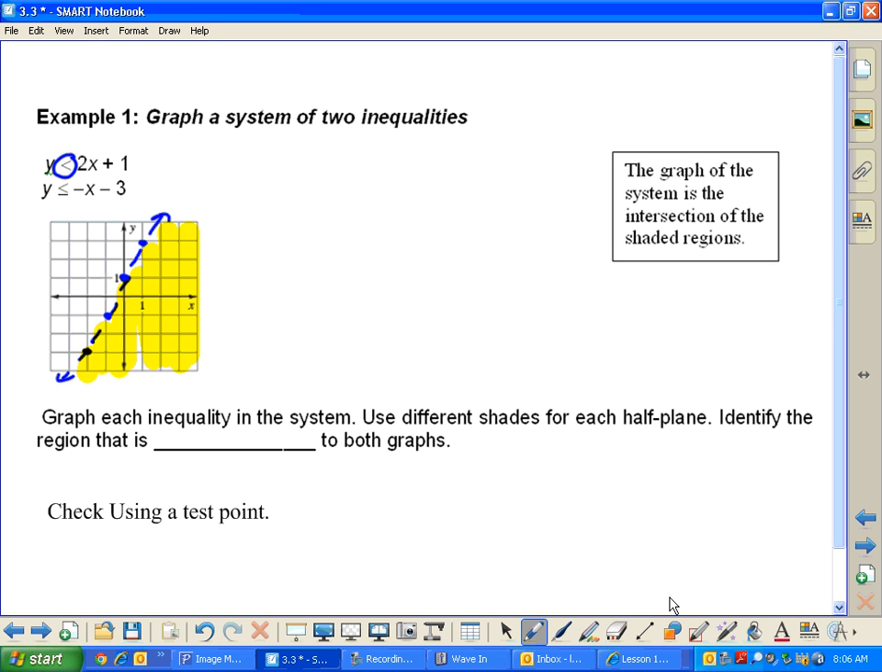We're going to do it in a different color this time. y is less than or equal to negative x minus 3. So I'm going to go down 3 for my y-intercept, and I'm going to put a dot there. And then the slope of this line is negative 1. And then I notice that I have a less than or equal to symbol. And in this case, the line actually is part of the solution to this particular system. Oh, I went down 4. Thanks, Brian.